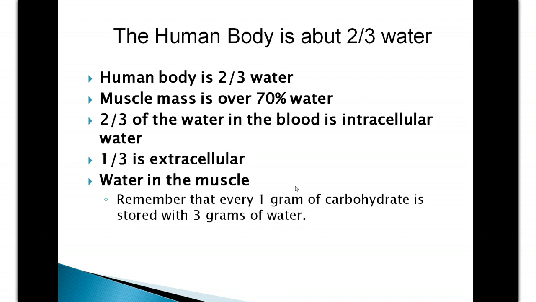Your muscle mass is about 70% water, right? You've also got water inside of your cells and outside your cells. So two-thirds of the water in the body is intracellular water, right? That's water that's actually inside your cells.